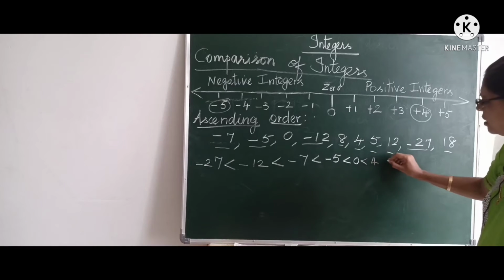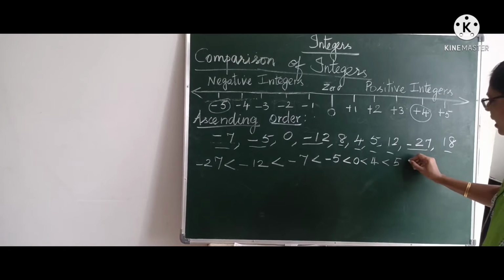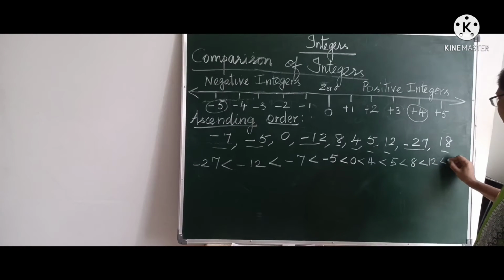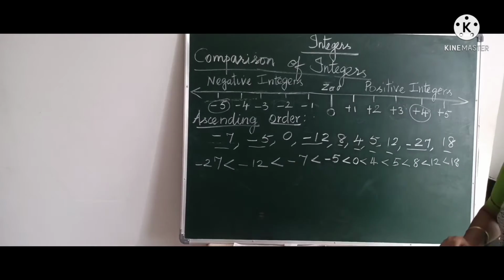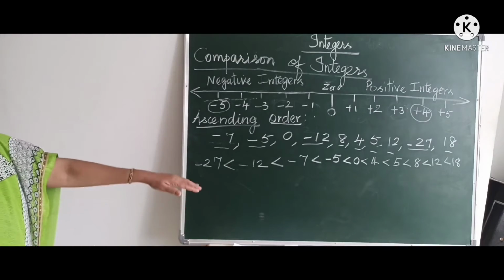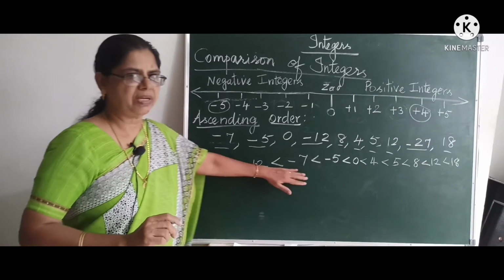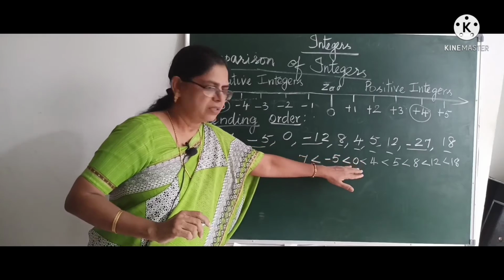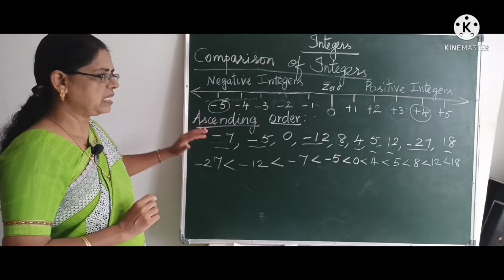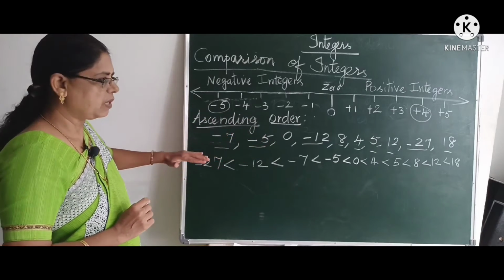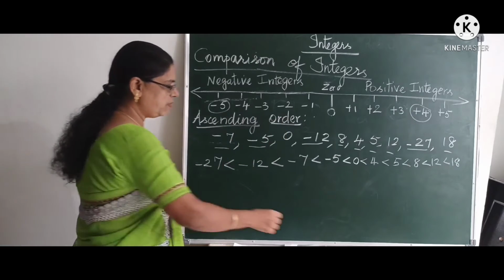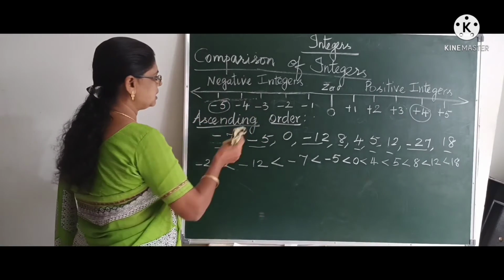4 is smaller. And then 5. Then the next small number is 8. And then 12. And then 18. So this is the way you have to arrange the numbers in ascending order. First you take all the negative integers, then 0, and then all the positive integers. Remember, when you arrange the integers in ascending order, you have to arrange the numbers from the smallest one to the biggest one. Now we will learn how to arrange the numbers in descending order.